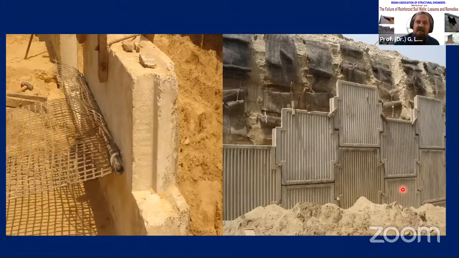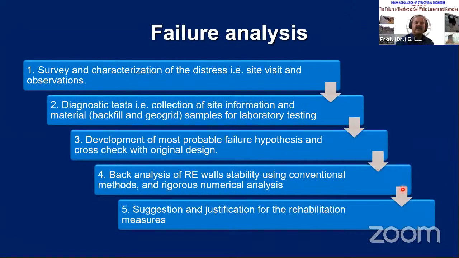That's what it says, but when you're looking at failures, what you should do, in terms of forensic analysis, is characterize the distress that you have. Then run diagnostic tests, whatever tests you can do, and collect site information, particularly the geogrid samples at the site, and also the site specific information, the rainfall and all of that. Because I have seen many sites where you will not have any information on this. In fact, site specific information is not available if you want to understand anything.